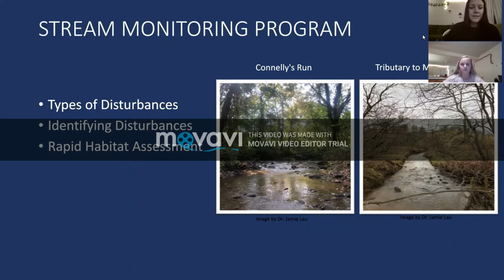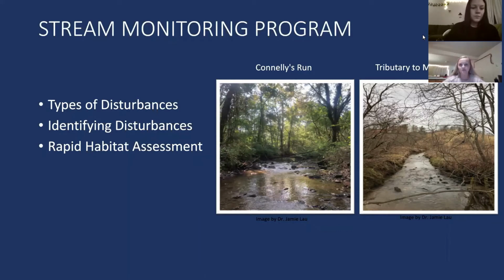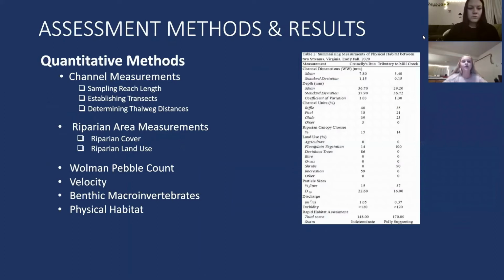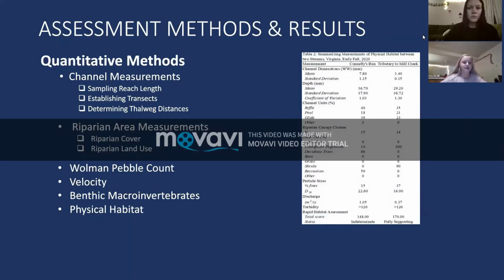We used rapid habitat assessment to discover any alterations between Connelly's Run and the Tributary to Mill Creek, which will show us if something might be impaired within the interconnection between health and integrity of the streams. So we have assessment methods and results. So for our quantitative methods, we have channel measurements, riparian area measurements, and a lot more.